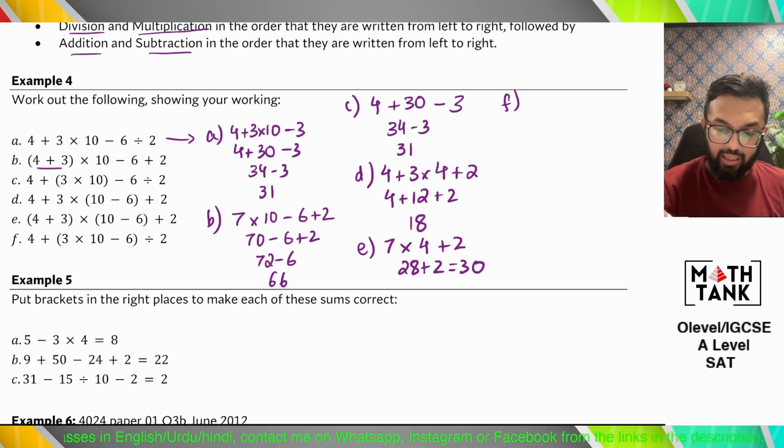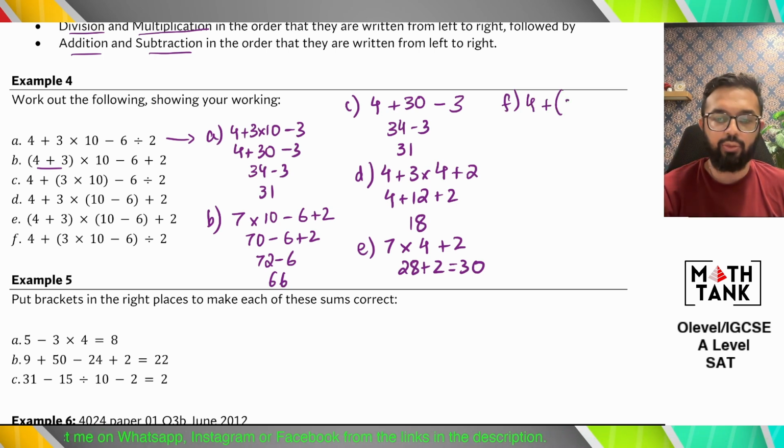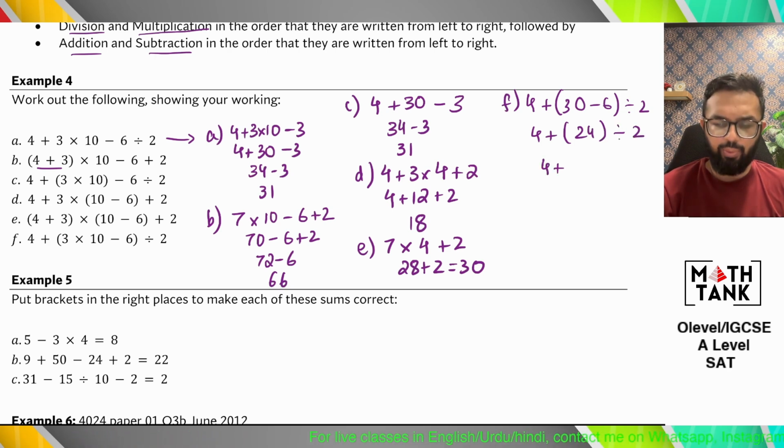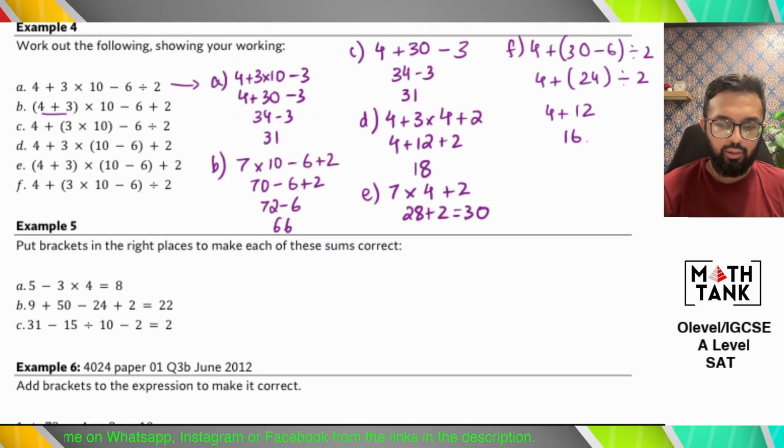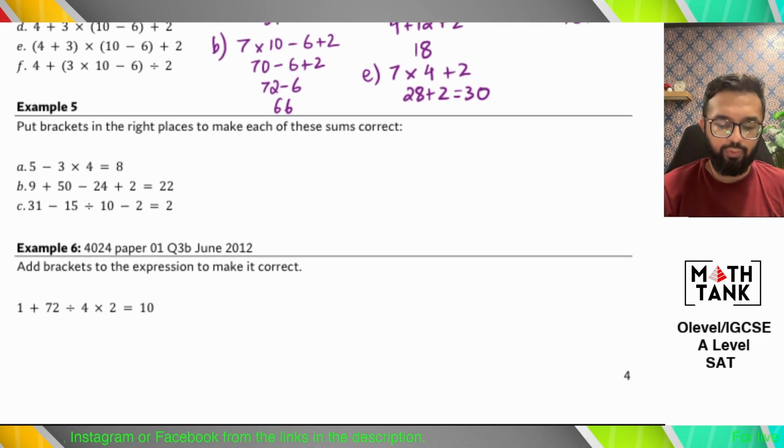Okay, now inside the bracket, there's also a series of calculations. What should I do first? I should do the multiplication first. Okay, I've done the multiplication first, then I still resolve the bracket first. Then 24 divided by 2, that gives me 12. And the final answer is 60. So these were all the calculations for BODMAS.